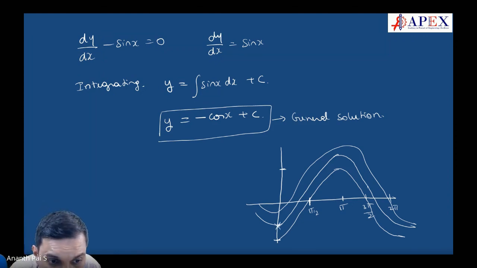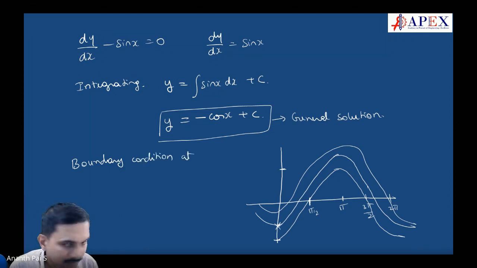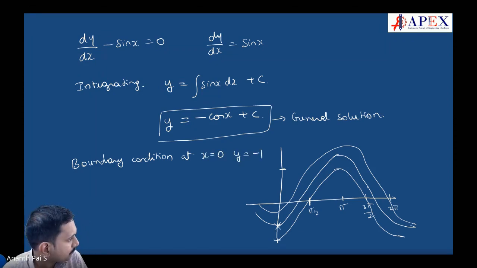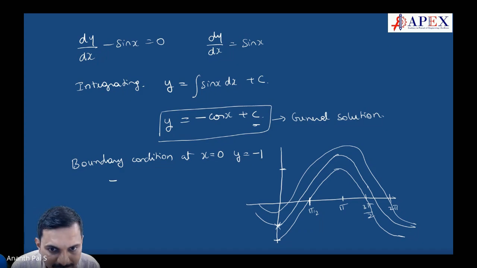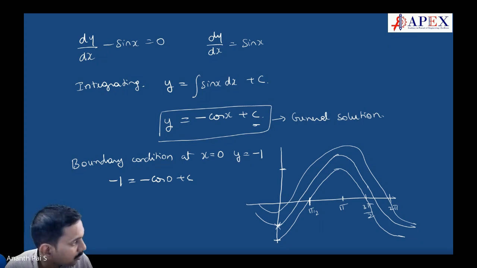Say if I define the initial conditions, or boundary conditions, I will call it boundary conditions. If I say the boundary condition that at x is equal to 0, y is equal to minus 1, then I can say what c is. Here if I put it like this, y is equal to minus 1 is equal to minus cos 0 plus c. Minus cos 0 is minus 1. That means c is equal to 0. This c is equal to 0 is about this curve.